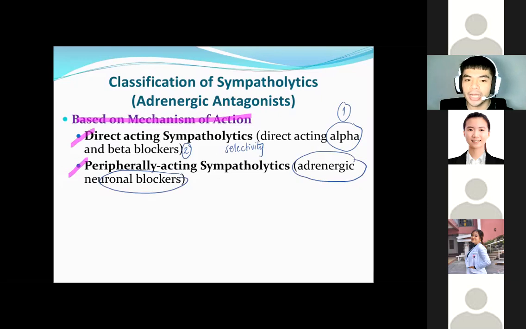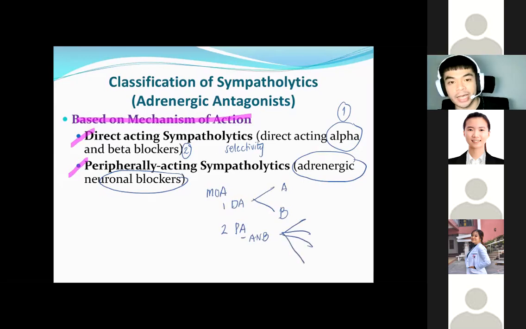Kaya pag gumawa kayo ng notes, i-outline nyo na siya. Based on MOA, number 1, direct acting. And then we have alpha, beta. And then number 2, peripherally acting, we have the adrenergic neuronal blockers. Mamaya, makaka-encounter nyo ang mga specific examples. Okay, so yan yung style in studying.